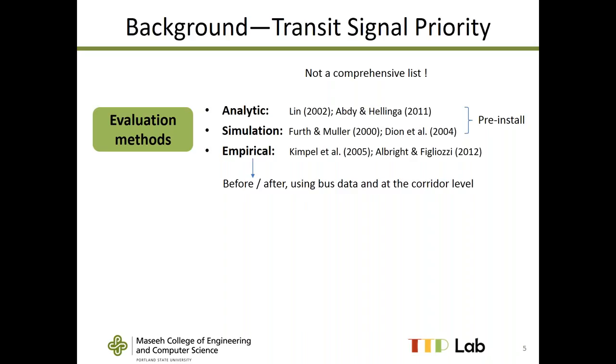We have done several here in Oregon, typically looking at before and after conditions, and they have usually been done using only bus data, and at the corridor level. TSP really works one intersection at a time, but the studies in the past have been done at the corridor level, so it's very hard to show the benefit of each intersection when you're looking at a corridor a couple of miles long with many traffic signals and many different intersections.